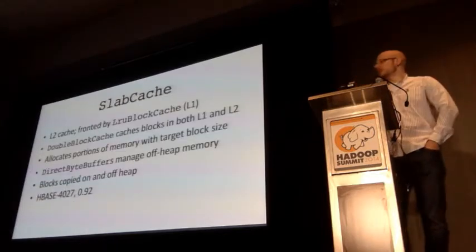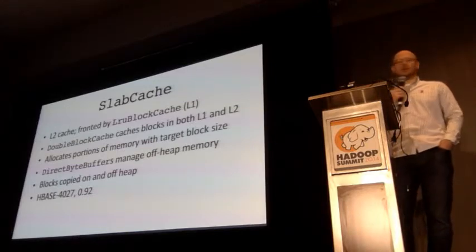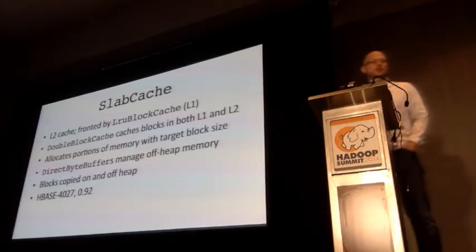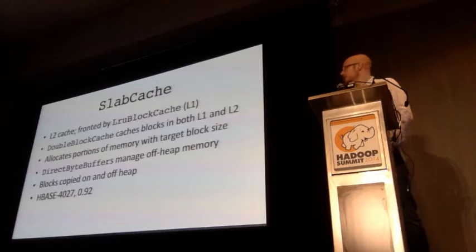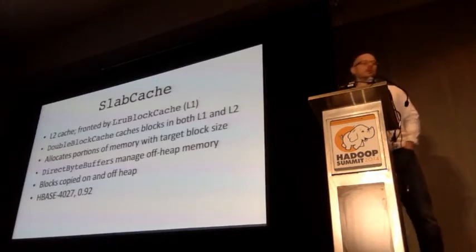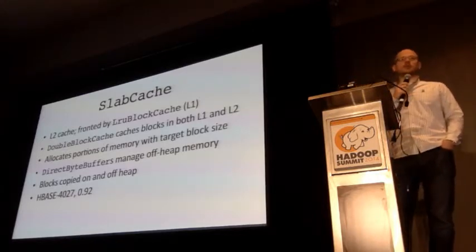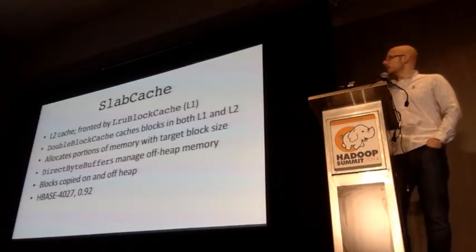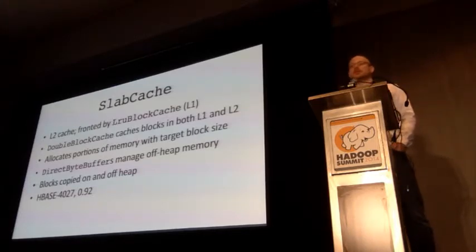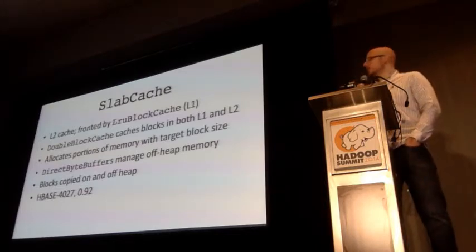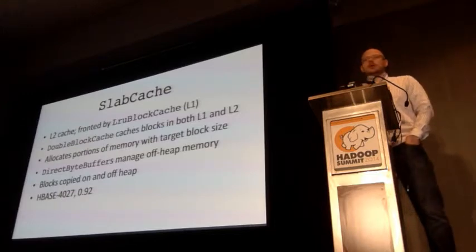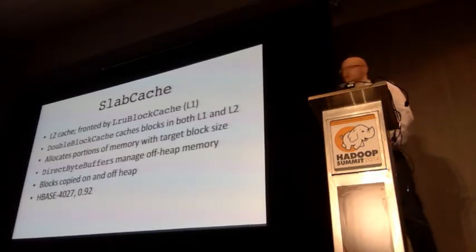The second block cache implementation that we added for production use is the bucket cache. The bucket cache is different from the LRU block cache because its goal is to move data off of the heap. The idea being that GC time and processing is significant, so it helps if we're managing memory outside of the JVM. So that's the initial design goal of this implementation.